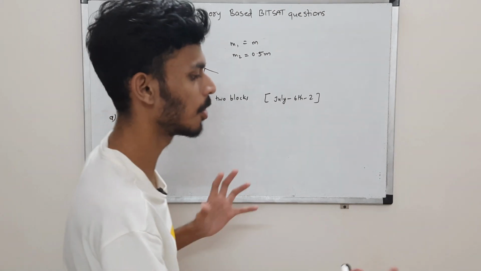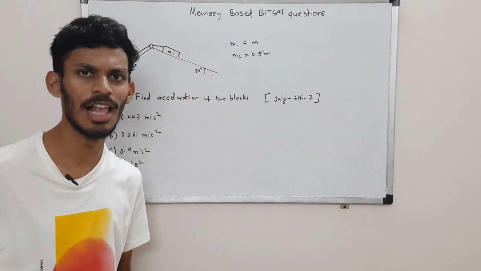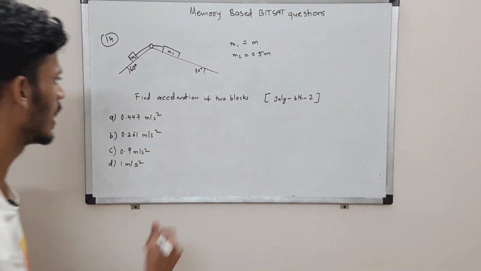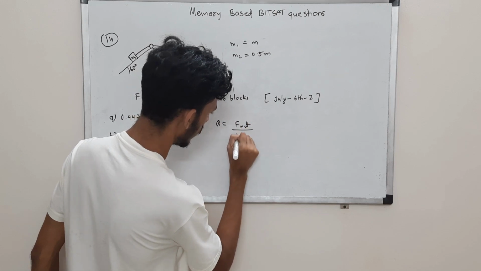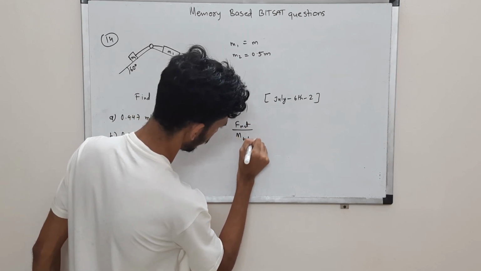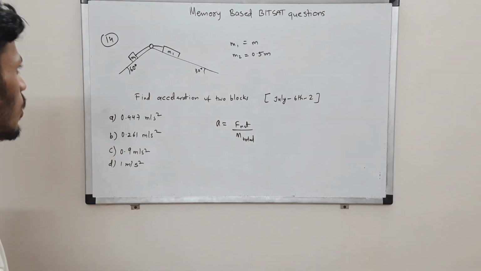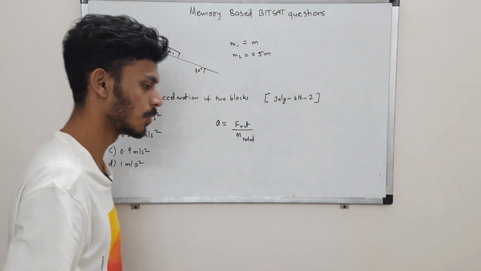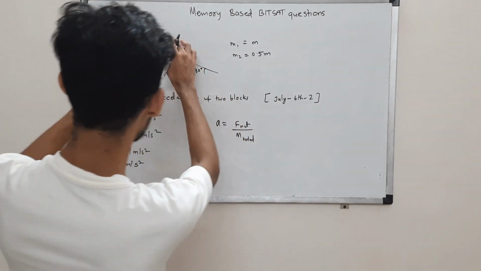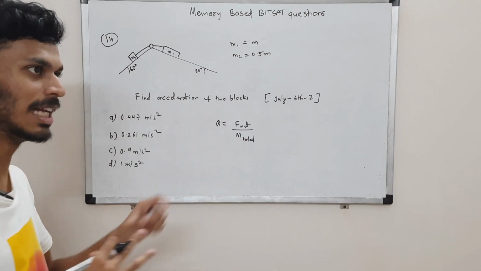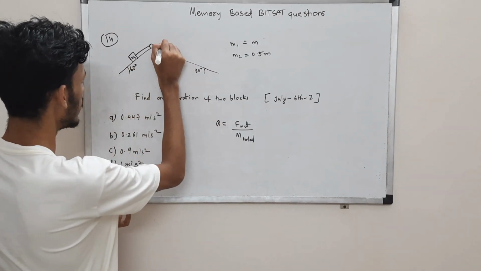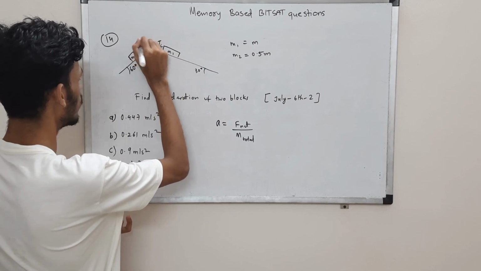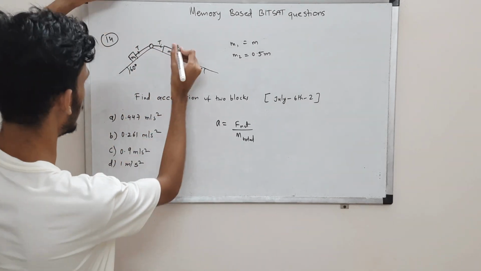Of course this is constrained motion, so both of them will have the same acceleration. And acceleration can be easily found out using F net by M total, or you can apply the equations of motion, F net equals ma for this block, then eliminate tension. That is a long process, right? Here we directly know tension is internal, it will cancel. You just have to look at the net forces that are there.